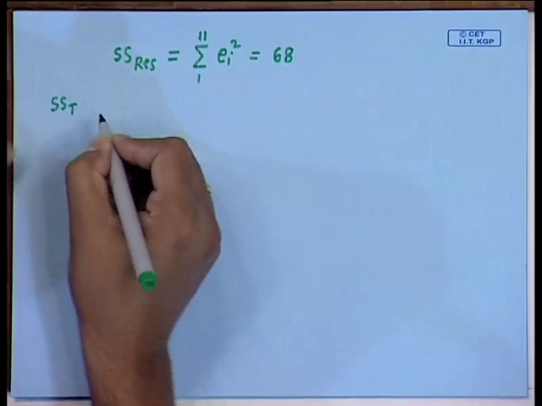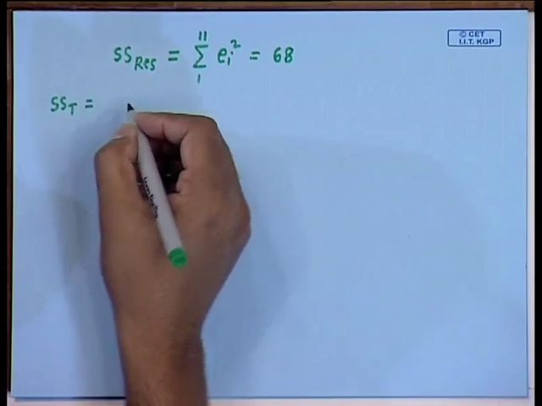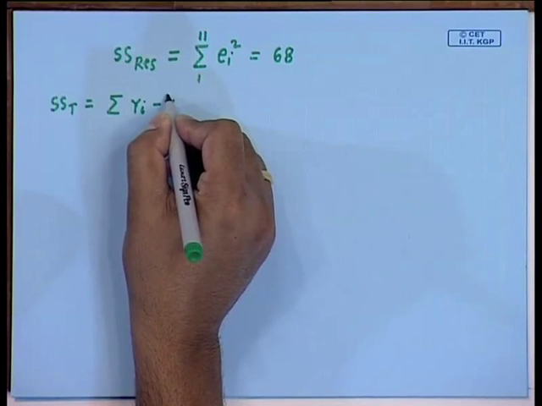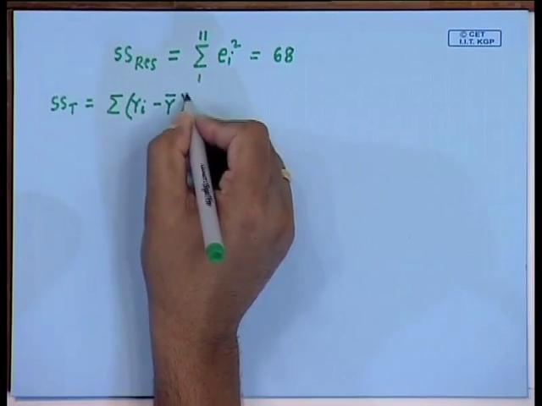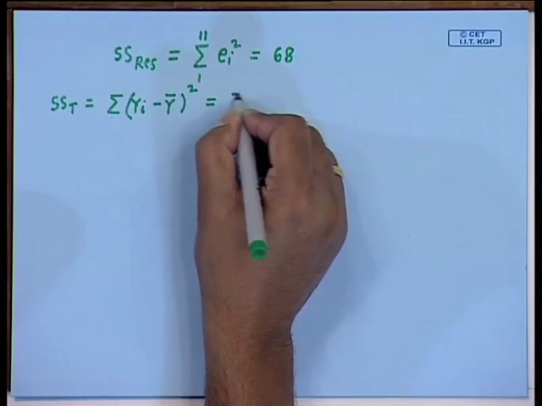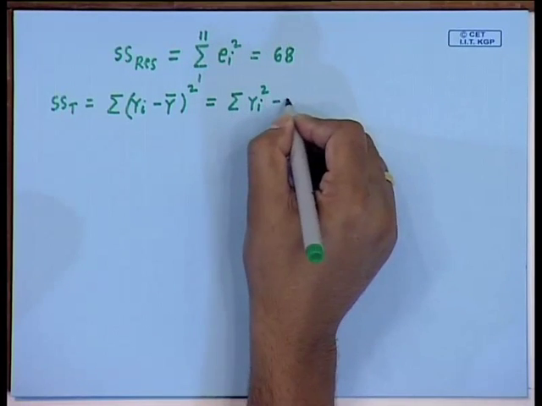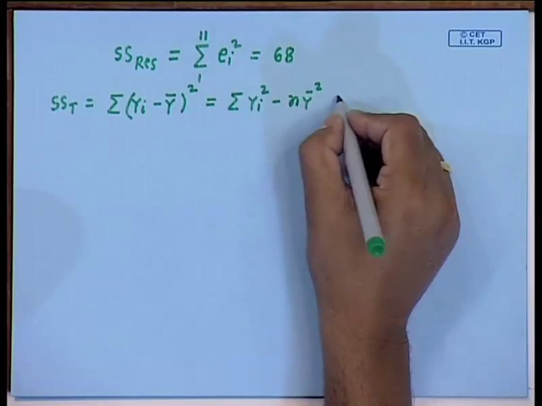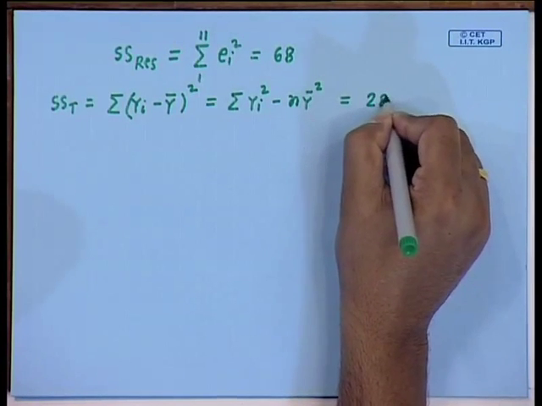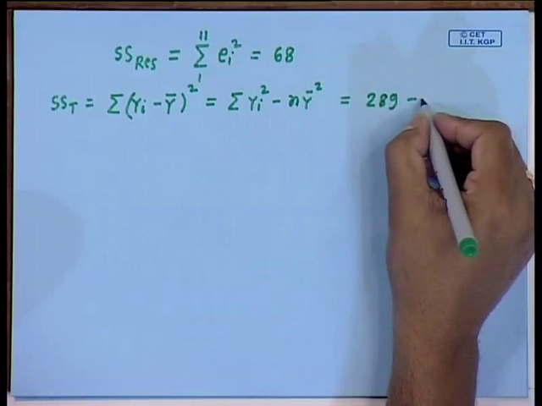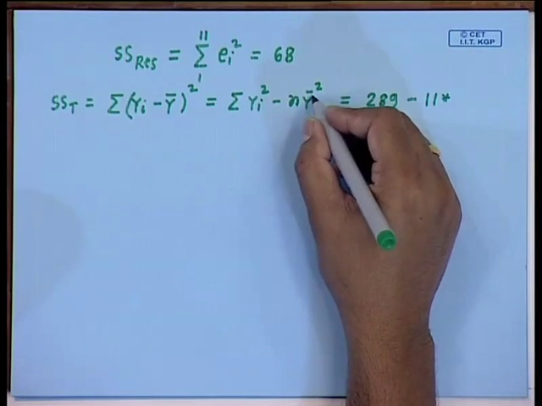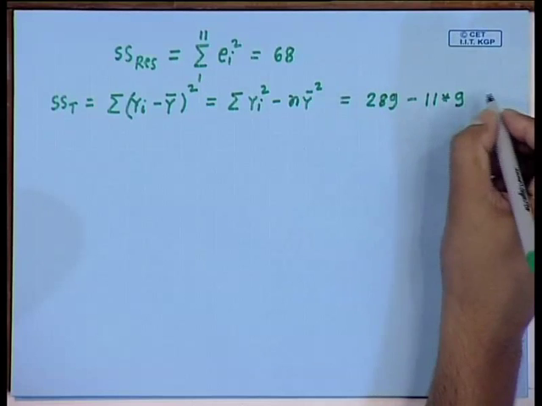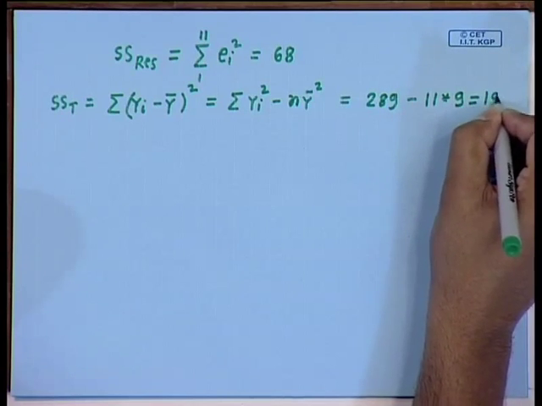Next, we go for SS total. SS total is equal to summation yi minus y bar whole square, which is nothing but summation yi square minus n y bar square. Right. This value is equal to 289 minus, my n is 11 and y bar is 3, so 3 square equal to 9, and SS total is equal to 190.